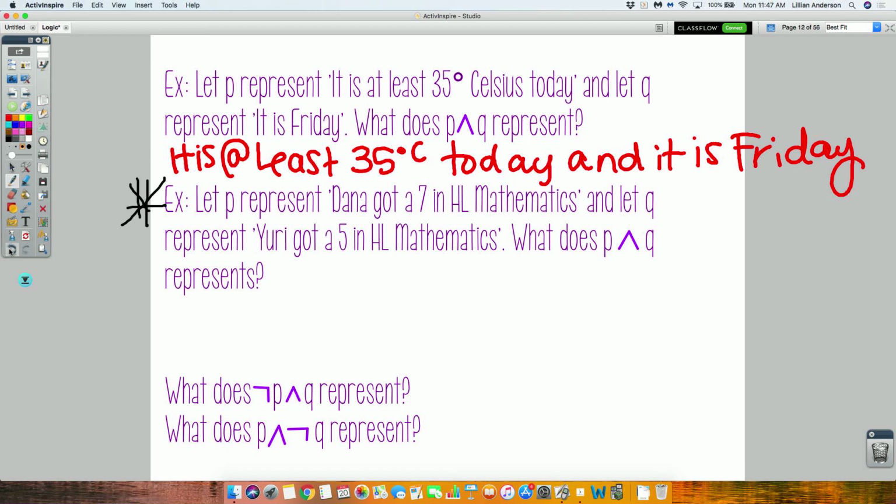They'll tell you what each piece represents, and they'll ask you to write in the words. Sometimes they'll give you the actual compound sentence, and you'll have to write it in symbols. So you'll need to know which symbol means and, and then, of course, the order. Let's look at this one. It's not in your foldable, but it's just another practice. Let P represent, Dana got a 7 in HL Mathematics, and let Q represent Yuri got a 5 in HL Mathematics. What does that represent?